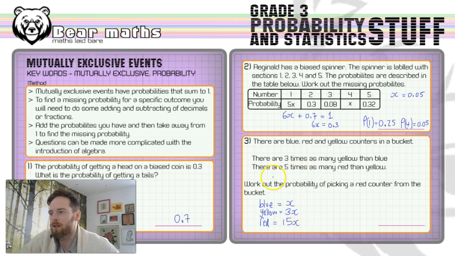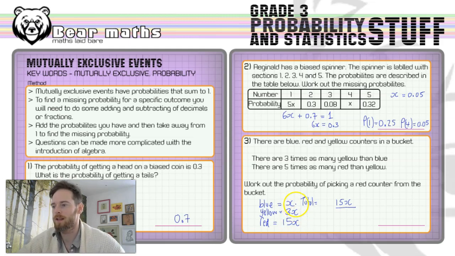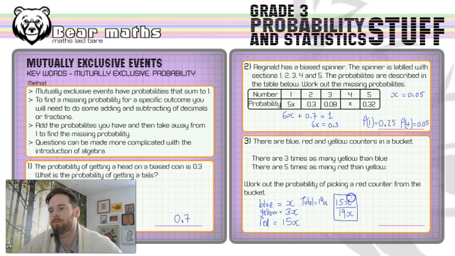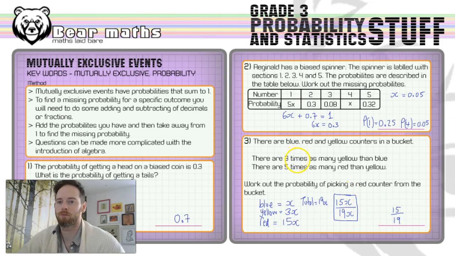So what we've got is an expression for all these things. Work out the probability of picking a red one. So it's going to be 15x out of something. Now the total is all of these expressions added up, because that's the number of counters that are in there. These events are mutually exclusive. You can't get a blue, a red and yellow at the same time. Adding all of those up gives us the total expression for the total number of counters. So that's going to be 19x. Sticking that on the bottom gives us a fraction and therefore a probability. That's our answer, but we can cancel the x's. So we can just say there is 15 out of 19 chance of picking a red counter from the bucket.